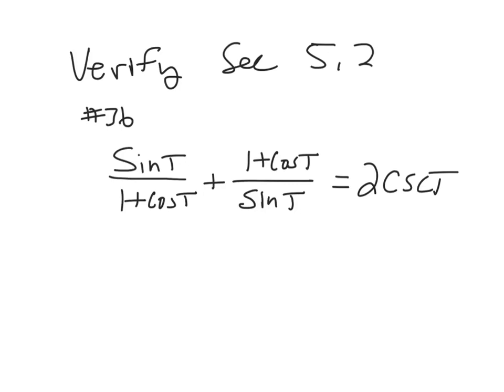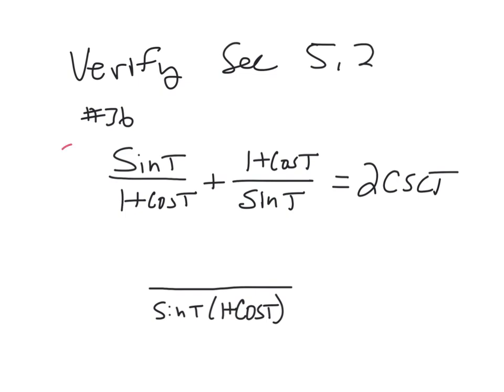Okay, so when we verify trig identities, I would always start on the more complicated side. And in my eyes, this looks a lot more complicated than that. So I see two separate fractions. I think what I want to do is get common denominators so then I can add them together and just have one fraction. So I see my common denominator is going to be a sine t, and then a 1 plus cosine t.